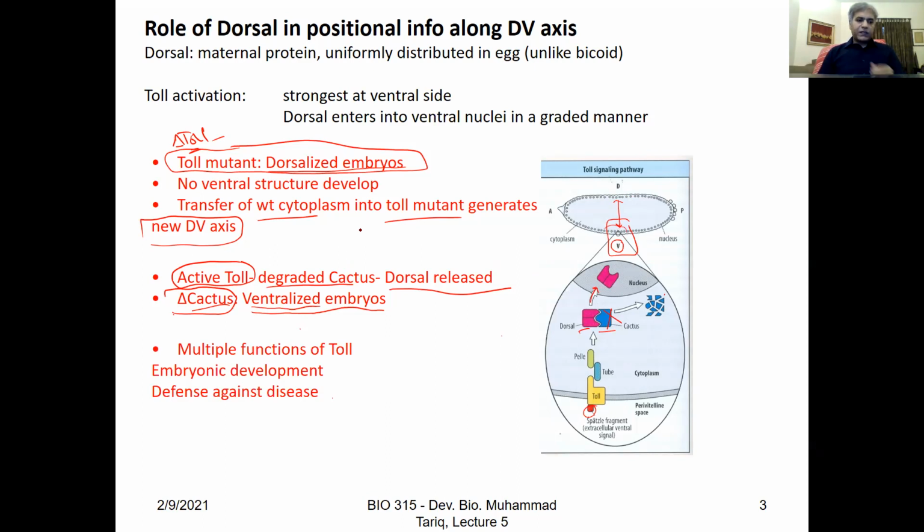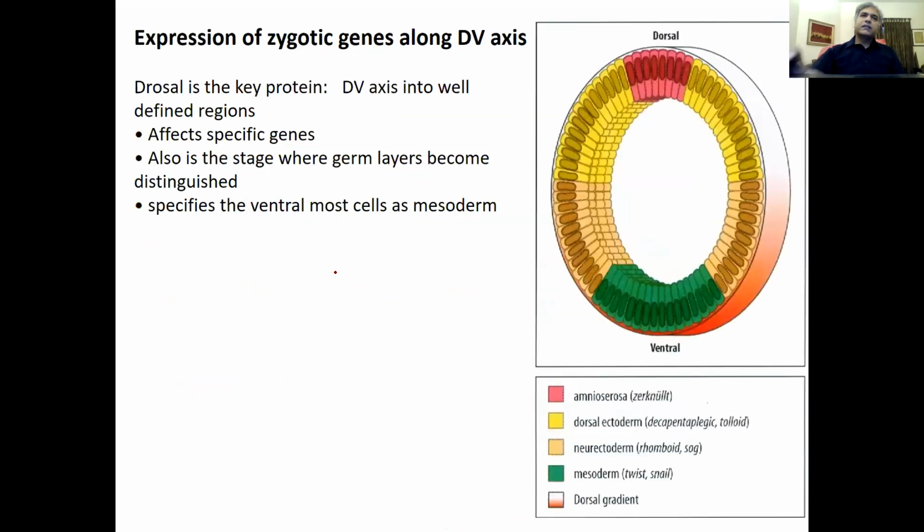There are multiple functions of the toll. Toll is also involved in disease resistance, defense against different diseases, but in very early development, this crucial role of toll is extremely important, which is different than the disease resistance function of toll. Now, how this dorsal ventral axis formation takes place.